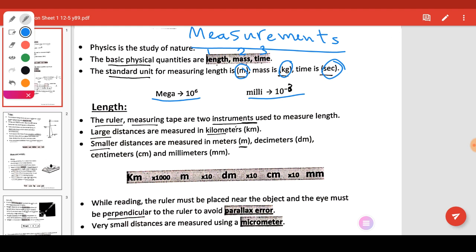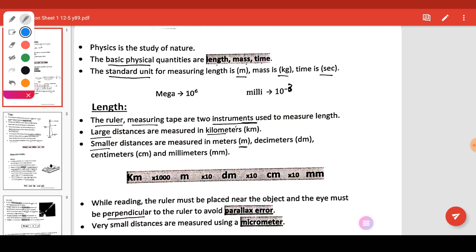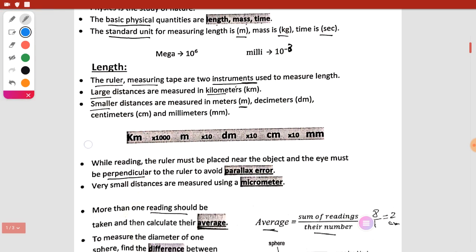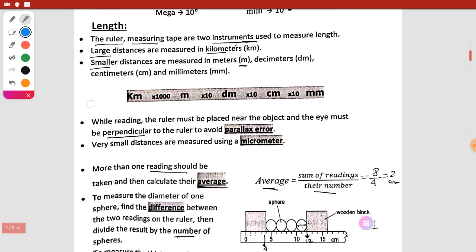At first, we study length. What is the device or instrument used to measure length? Number one, the ruler. Number two, the measuring tape. There are two instruments used to measure the length.